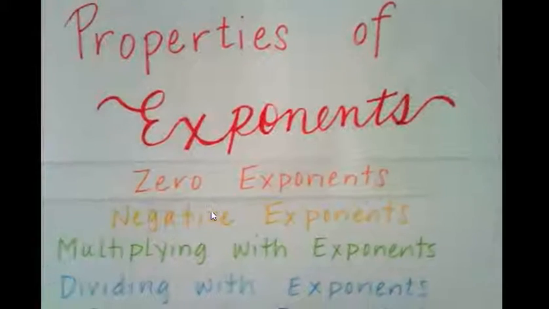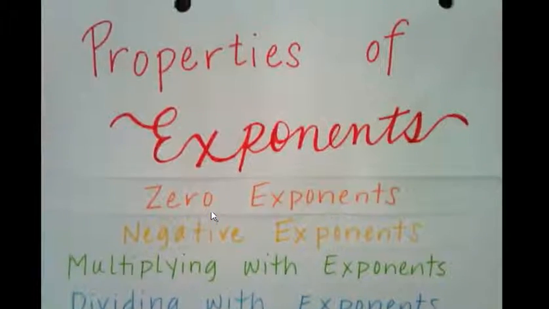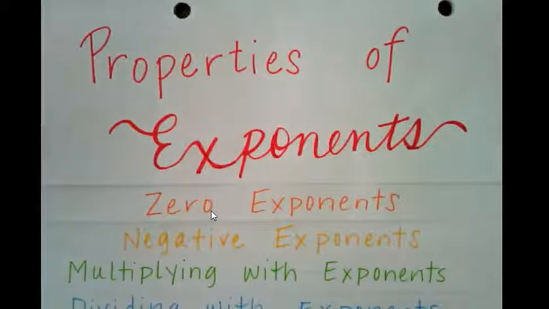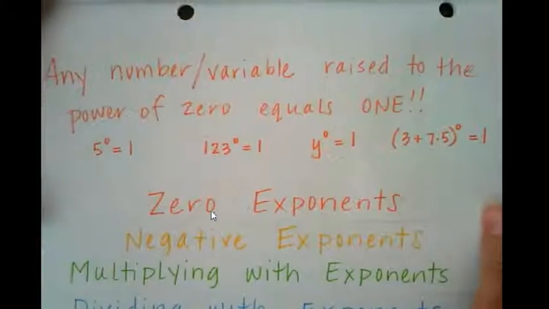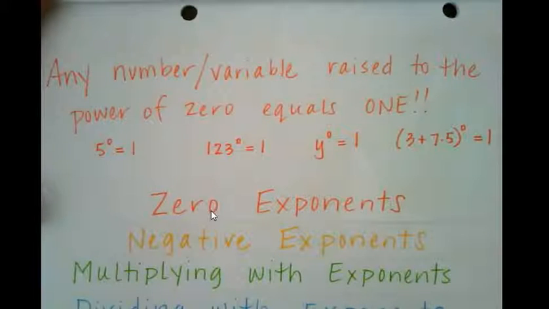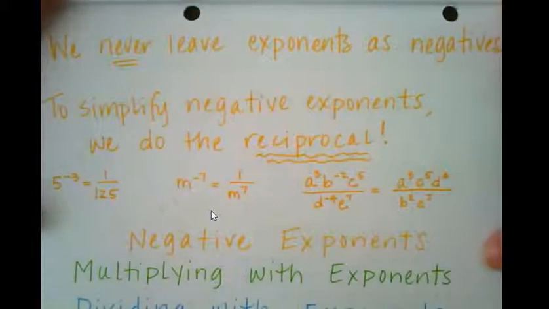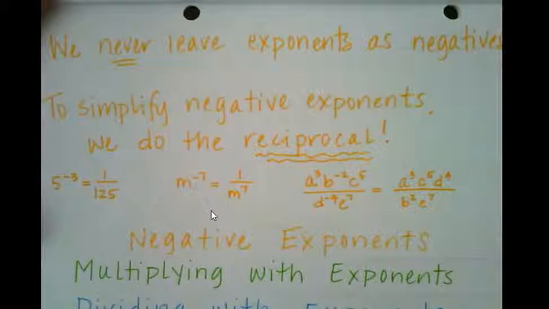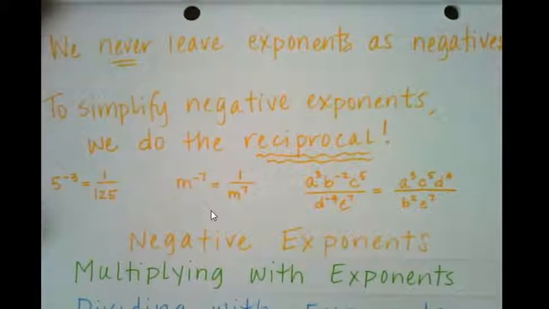Okay, so we are going to finish doing the flip chart that you guys started yesterday. So if you will get this out. We already took care of the zero exponents. That's when any number raised to a power of 0 equals 1. We did negative exponents, and that's what you guys did last week. That's when we use the reciprocal, so we never leave exponents as negative. We always change them to positive exponents, which might mean moving them to a different location.